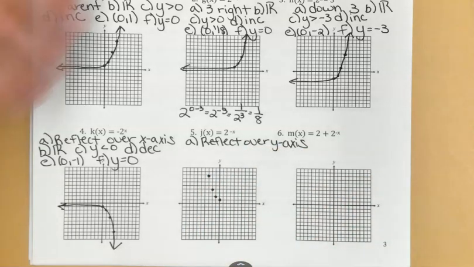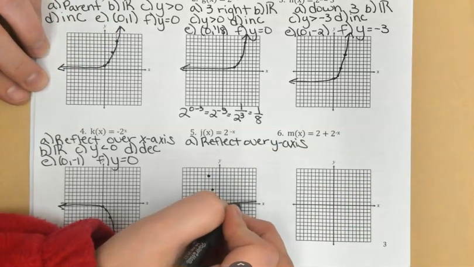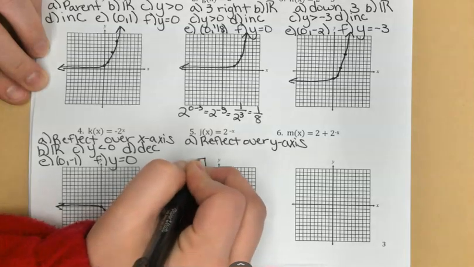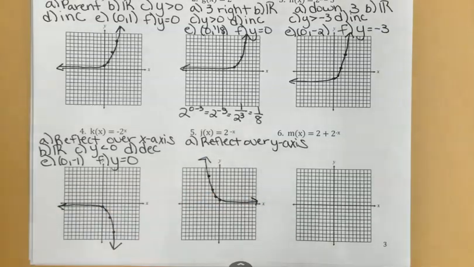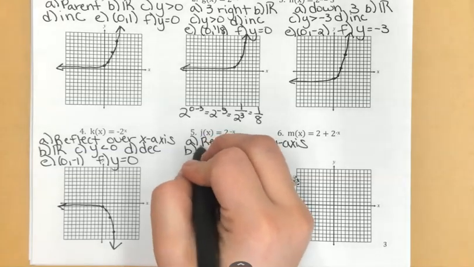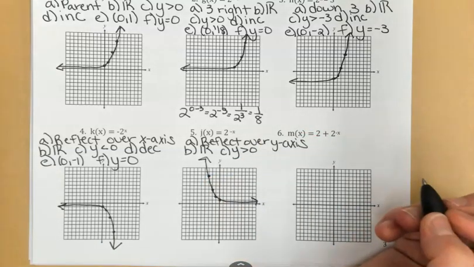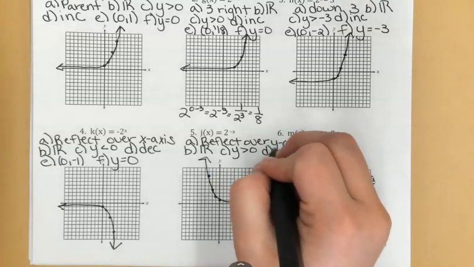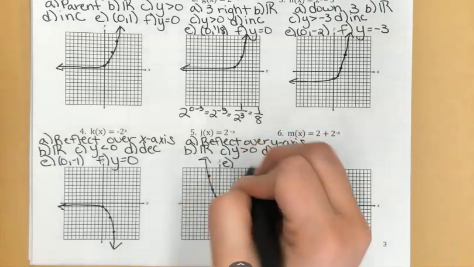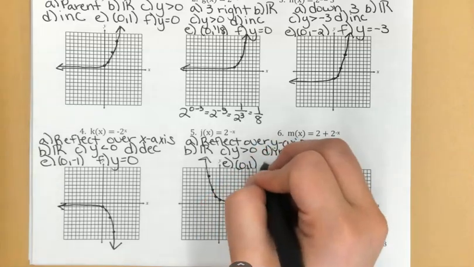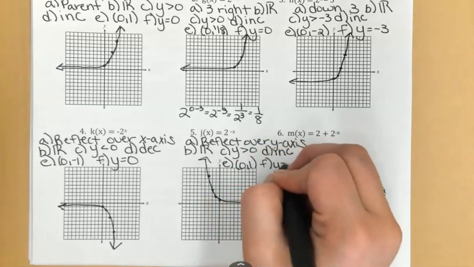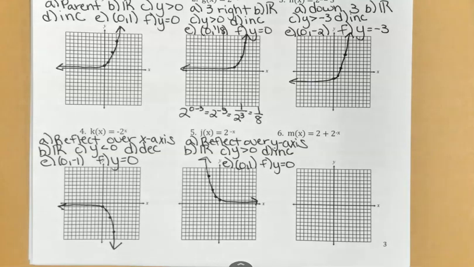And then I can connect the dots and draw my exponential function that still has a domain of all real numbers, a range of y values greater than 0. It is an increasing graph. My y-intercept is at 0, 1, and my horizontal asymptote is at y equals 0.